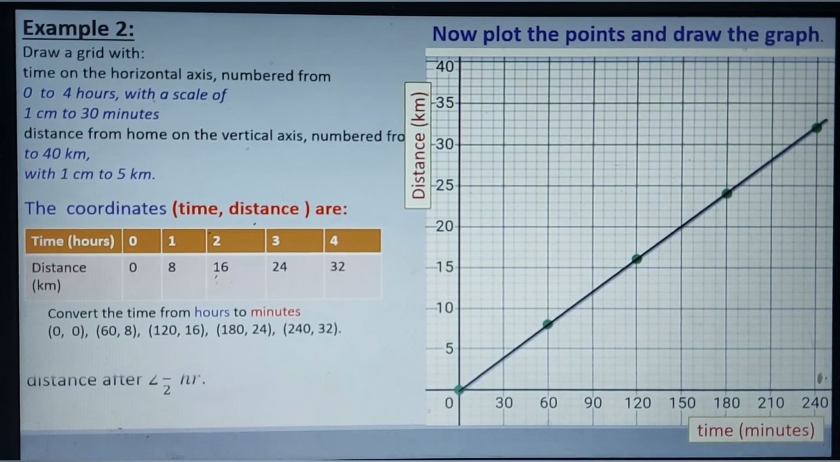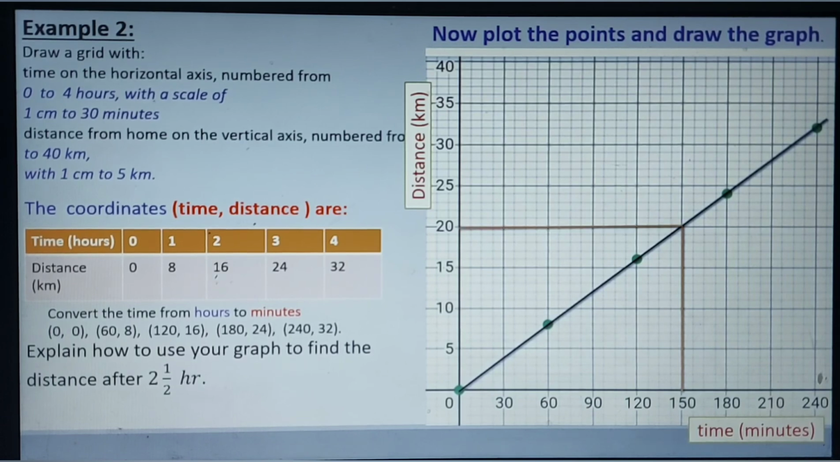So you can be asked to use your graph to find the distance after 2.5 hours. Now, if you convert 2.5 hours to minutes, you have 150 minutes. So you trace it. This is 150 minutes. To get the distance after 2.5 hours, you trace it to the distance axis. Then you have your distance to be 20 kilometers.